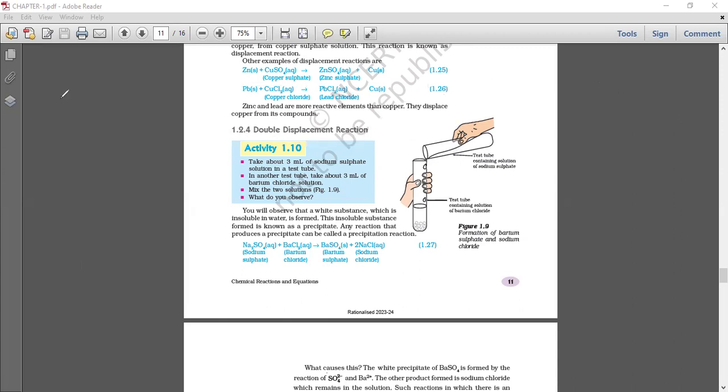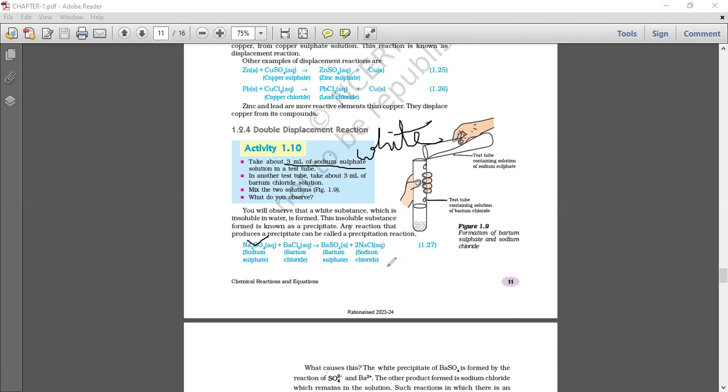So what is this activity? Take about 3 ml of sodium sulfate solution. What is the formula? Na2SO4. Very, very important. You need to underline each and every formula and practice it. And what will be the color of this sodium sulfate salt? The color will be white. In this reaction, it is a precipitate reaction.